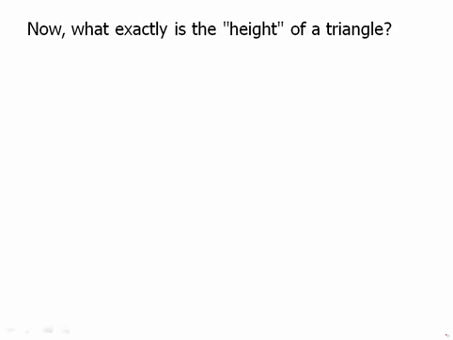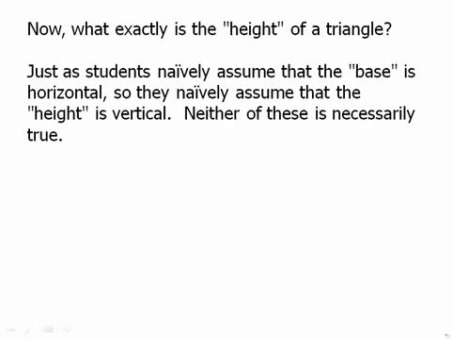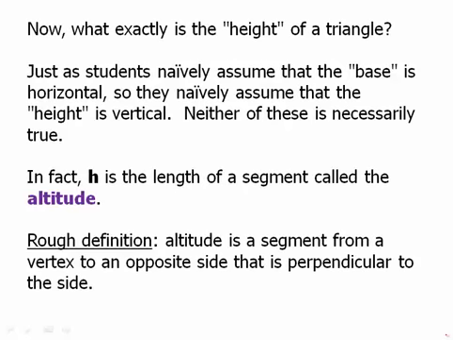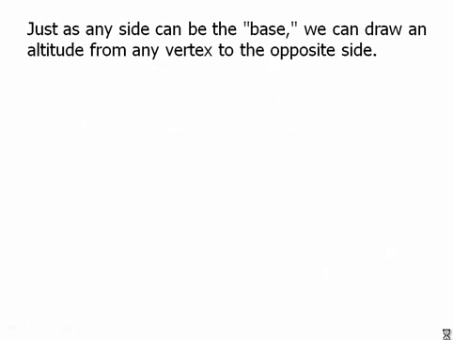Now, what exactly is the height of a triangle? Just as students naively assume that a base is horizontal, so they naively assume that the height is vertical. Neither of these is necessarily true. In fact, h is the length of a segment called the altitude. Now, the rough definition is an altitude is a segment from a vertex to the opposite side that is perpendicular to that side. So we'll expand that definition in a moment, but for the moment, that rough definition is fine.